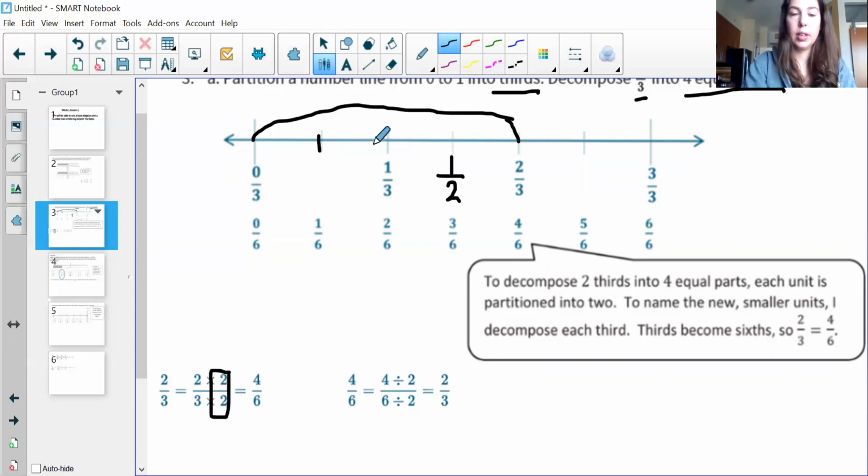We're multiplying times 2/2 because we split each third into 2 pieces. And we split 2/3 into 4 pieces. And that equals 4/6. And if we're going to go backwards, we would divide by 2, and that would get us 2/3. So if we had 4/6 and we wanted to show that it's equal to 2/3, we would go 4/6 divided by 2/2 is 2/3.